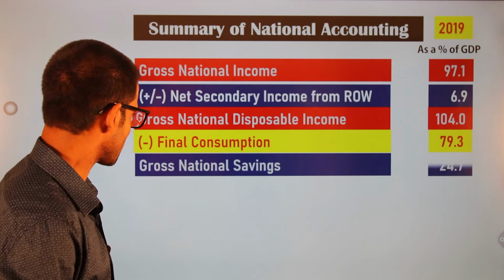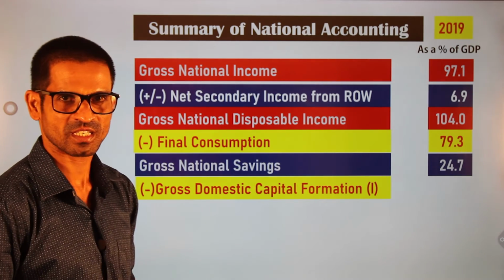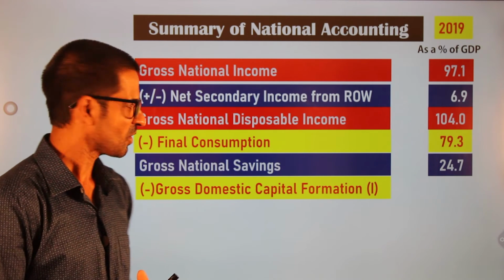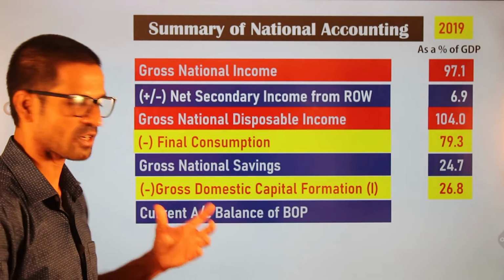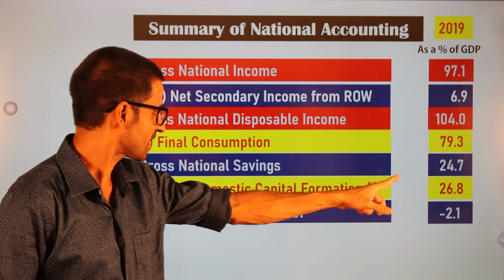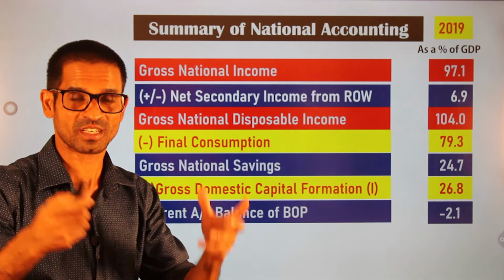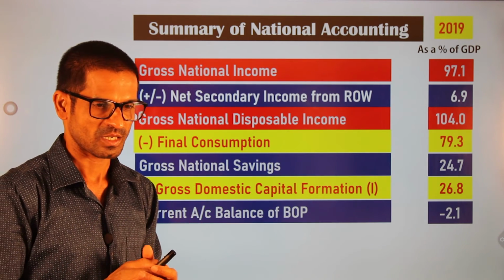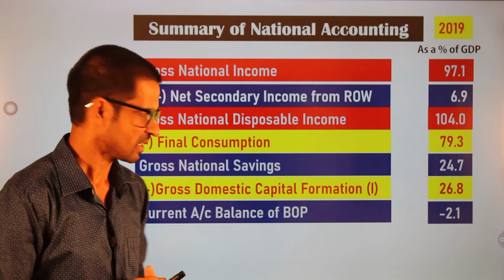So when you deduct investment, gross domestic capital formation, that's another word for investment, right? When you deduct gross domestic capital formation from gross national savings, what you reach is the current account balance of the BOP, which is a minus figure, because you can see investment is greater than gross national savings. That means with current transactions with rest of the world, Sri Lanka is losing, right? That is one reason why we are going down as a nation, as an economy, right?